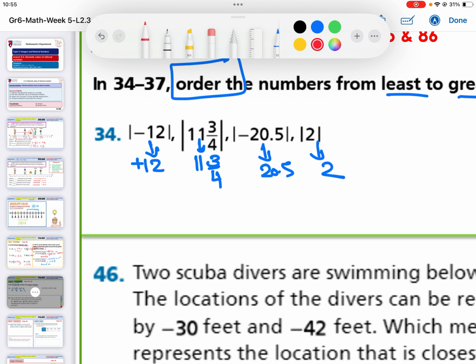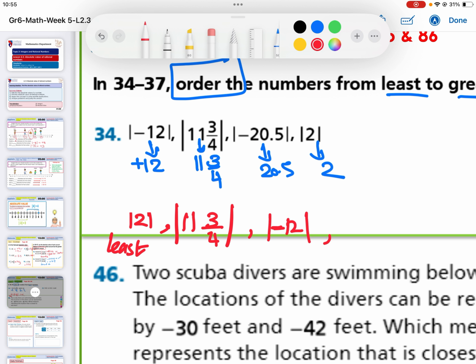The least one will be the absolute value of 2. Then you can write it as 2 less than, or the absolute value of 2 less than, anything that suits you. But let's stick to the book's way. They're writing it as the absolute value of 2, then a comma. That means it is the least one. Then comes 11 and 3/4, which is less than the absolute value of negative 12.